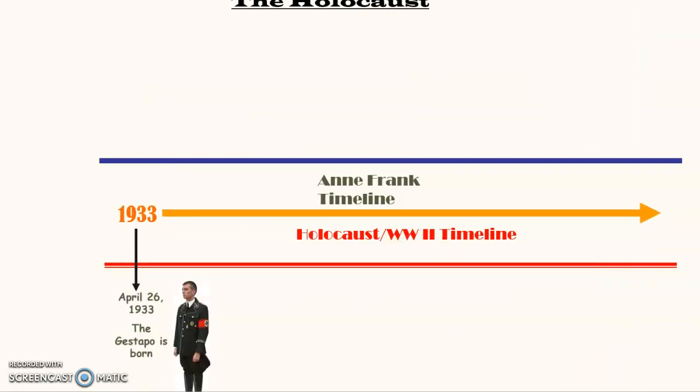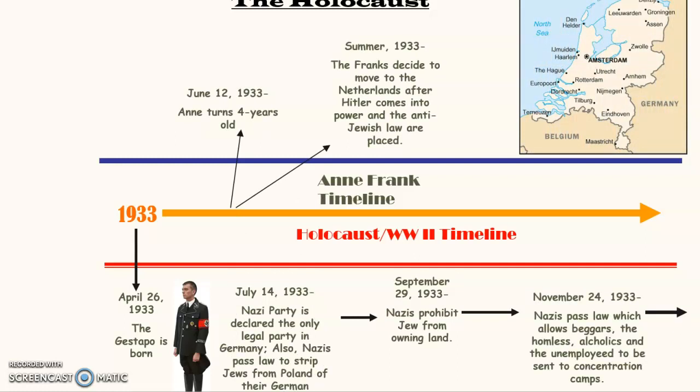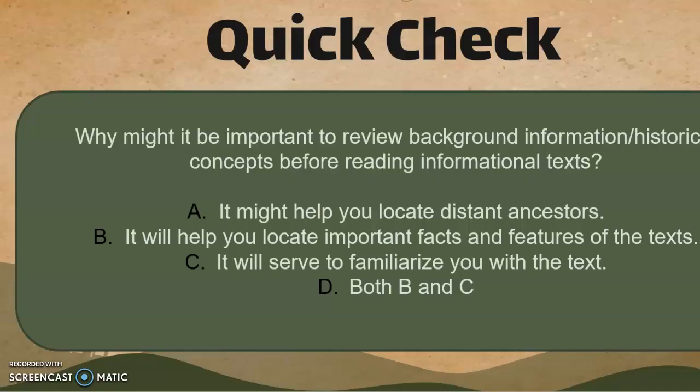So again, here's more information about her timeline. The Gestapo was born in 1933 also. And as of September 29th, the Nazis were prohibiting Jews from owning land. On June 12th, 1933, Anne turns 4, and the same summer, they decided to move to the Netherlands after Hitler comes into power and the anti-Jewish laws are placed. So she moved when she was quite young. So her entire life was spent with Nazi control and domination.